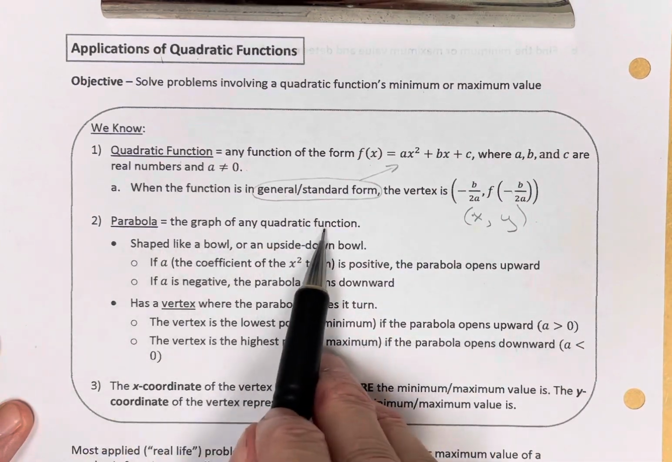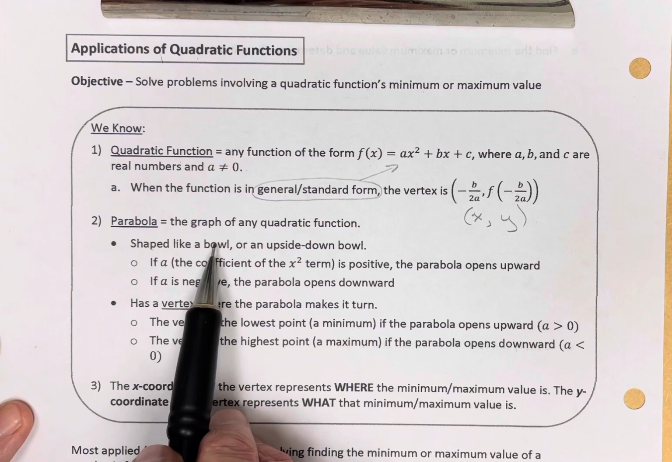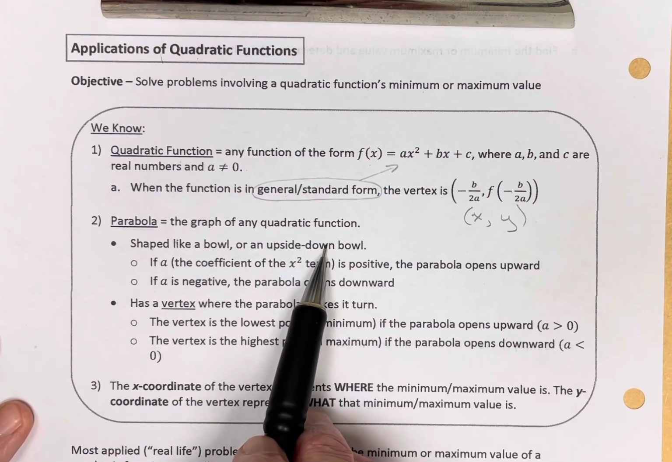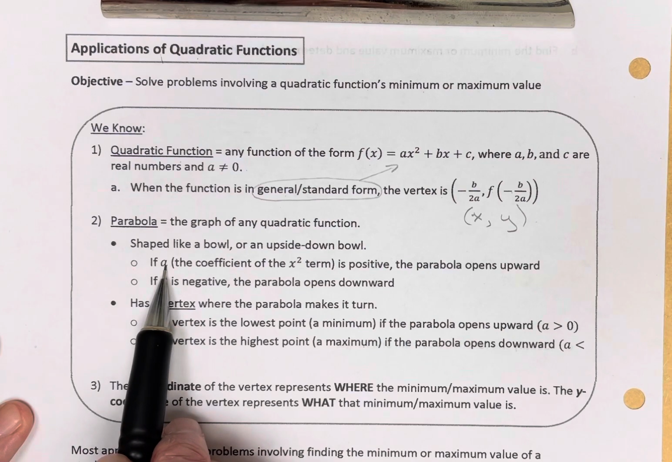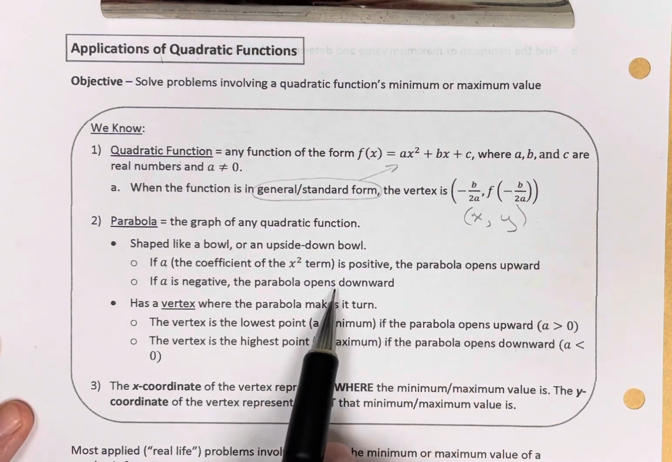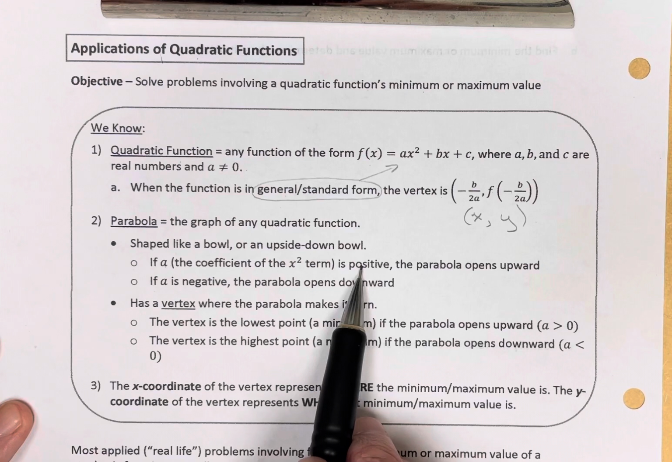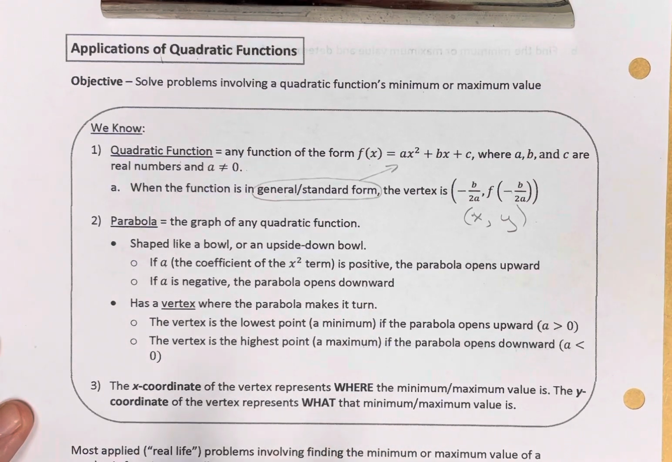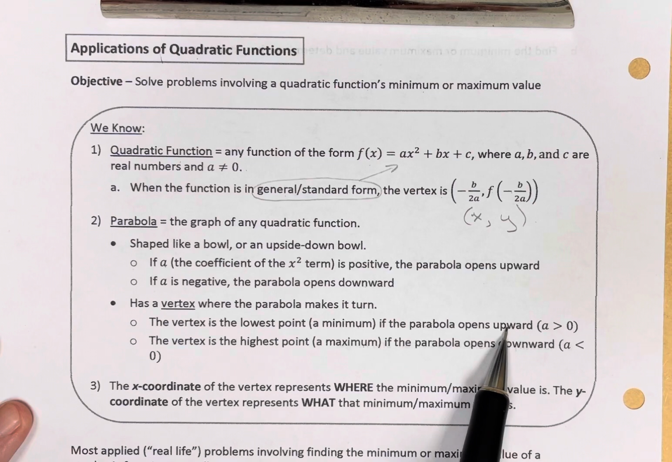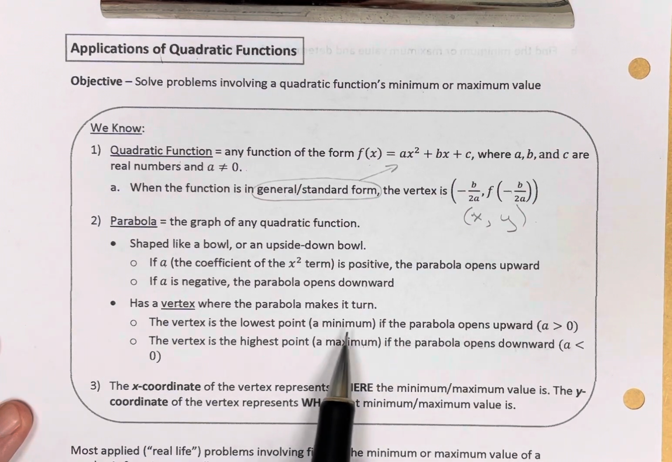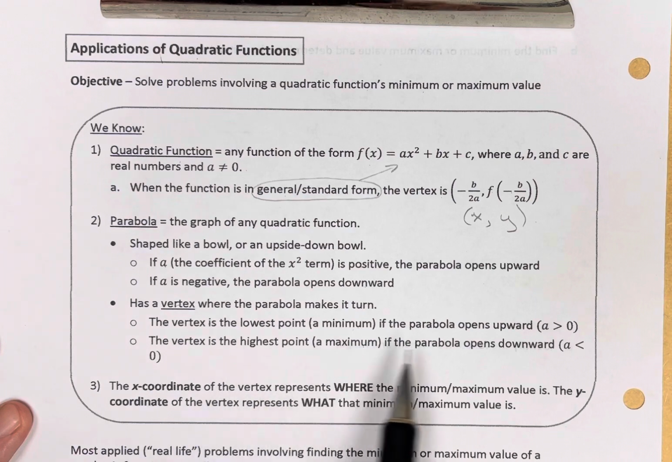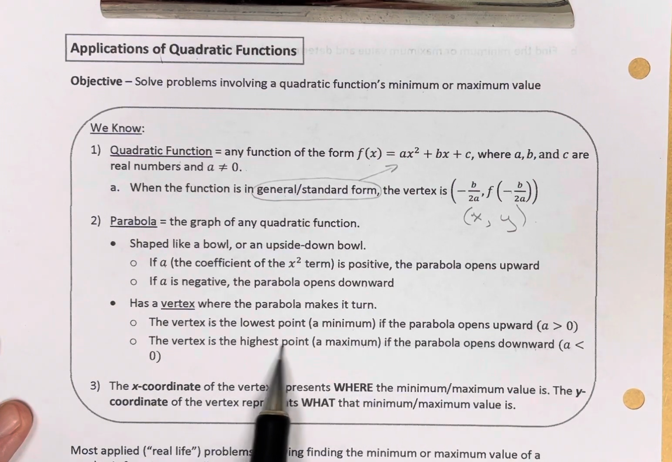The parabola is the graph of any quadratic. It's either going to be like a bowl or an upside down bowl. And the coefficient of the x squared term, the a, determines whether it opens up when a is positive or opens down when a is negative. The vertex is what we're chasing in a lot of these problems. That's where the parabola makes its turn. If the parabola opens upward, the vertex is a minimum. Otherwise, the parabola opens downward, and our vertex is a maximum.